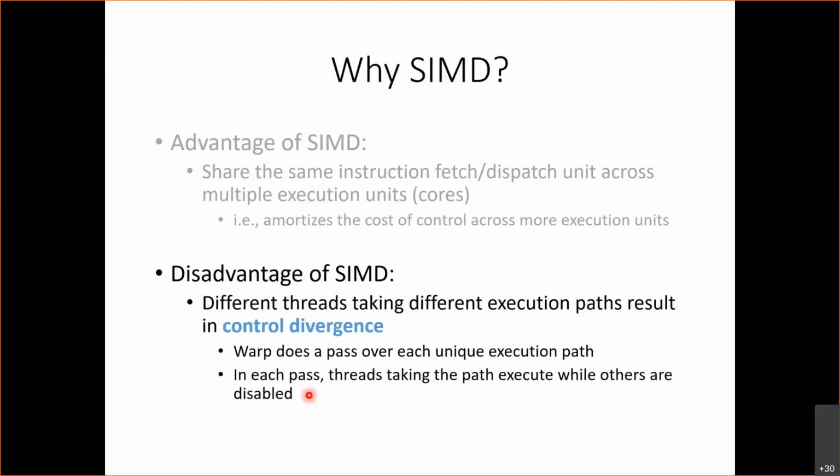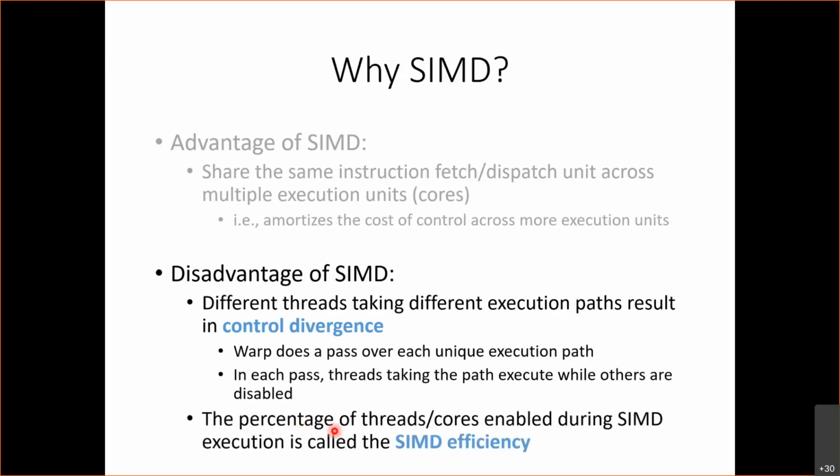And what that means is that at some point during this divergence, only some threads will be active while others will be inactive. And the percentage of threads or cores that are going to be active or enabled during SIMD execution is called SIMD efficiency. SIMD efficiency is the percentage of my cores that I am actually utilizing, because there are some cores that I may not utilize due to control divergence. Let me do an example to make this clear.